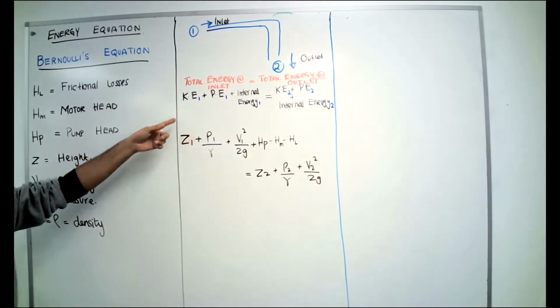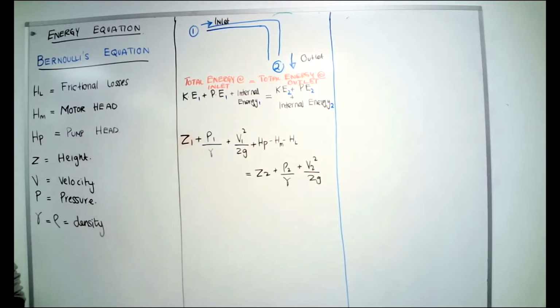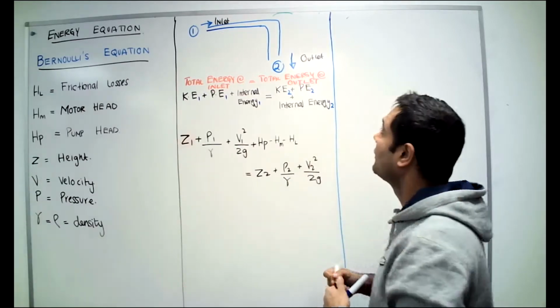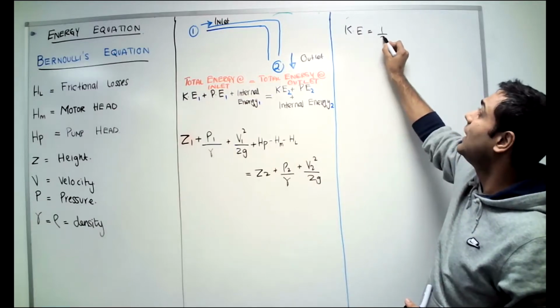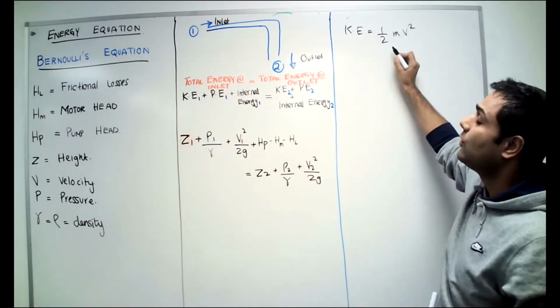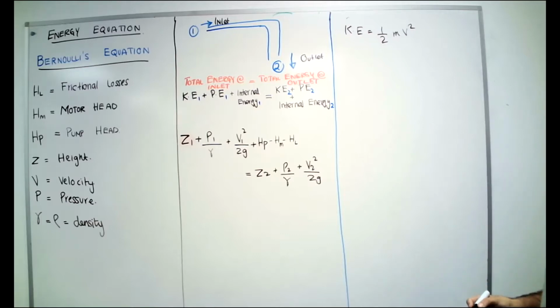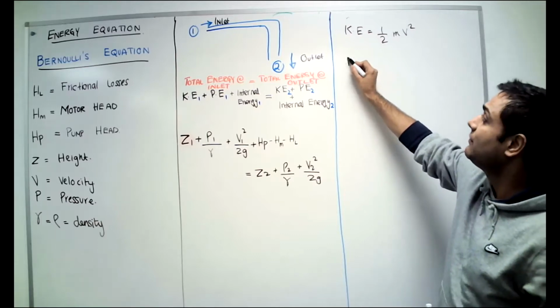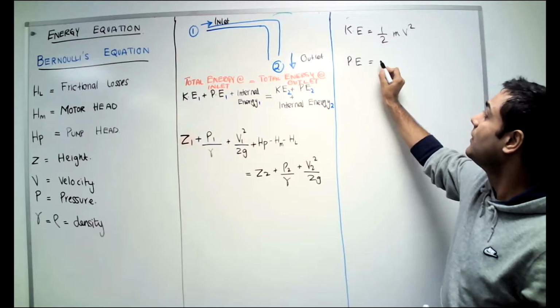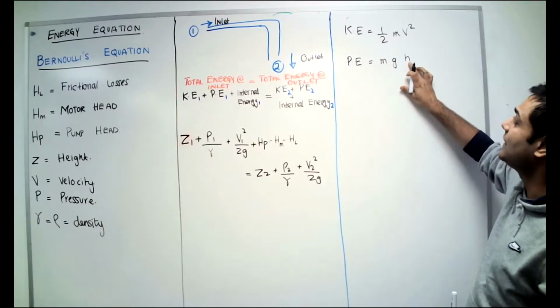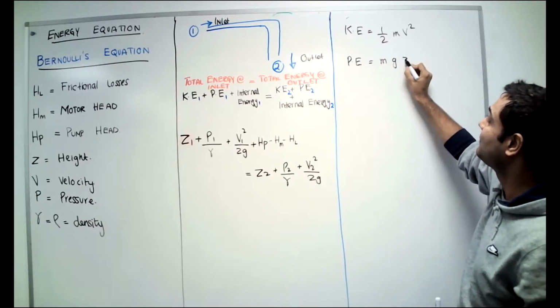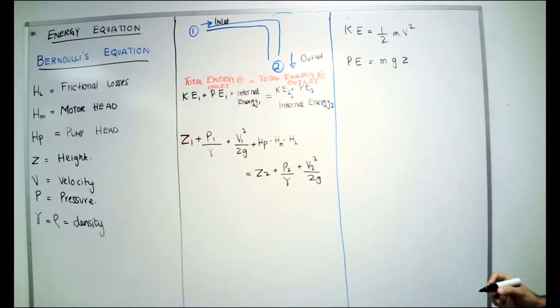Kinetic energy has a formula. I write down the formulas here. It's half mv squared, where m is the mass and v is the velocity. Potential energy has a formula too. It's mass times gravity times the height. Instead of writing h, we write z.